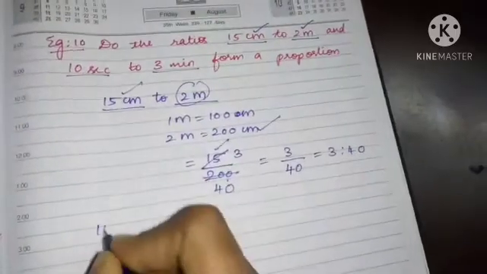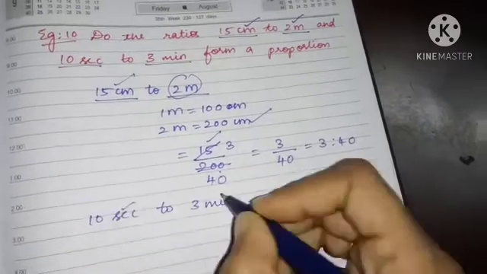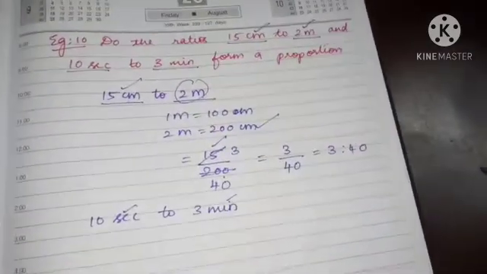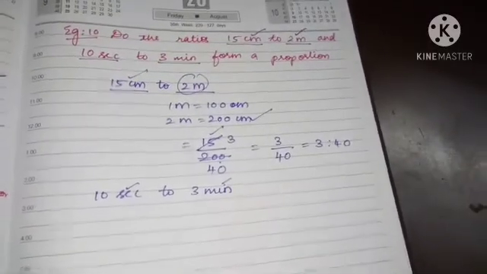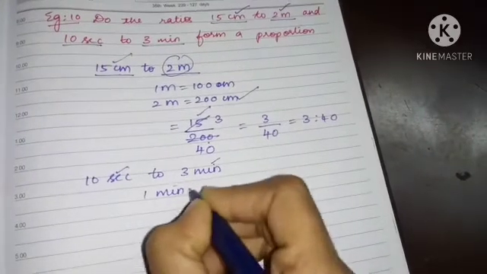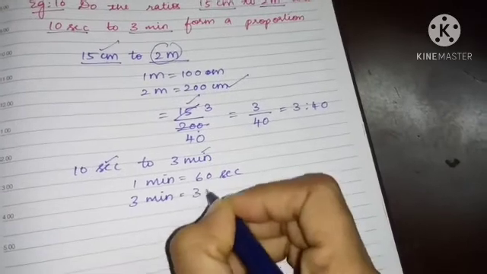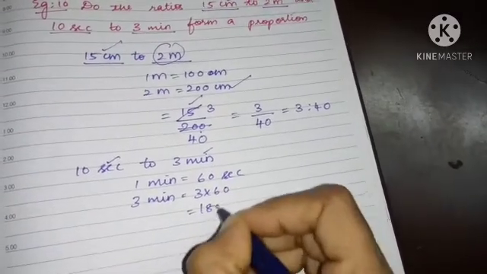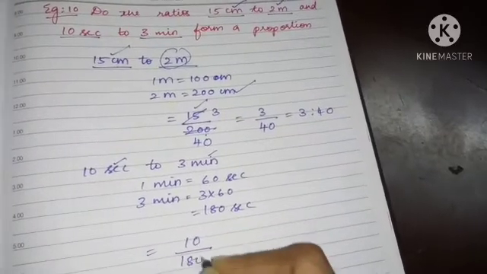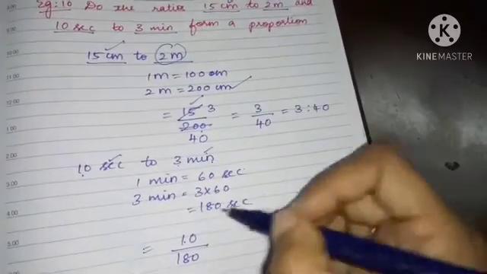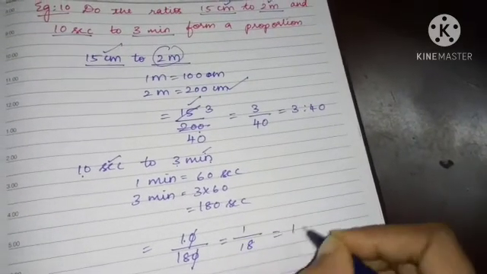Next, what is the next ratio? 10 seconds to 3 minutes. This is also in different units. I told you we have to convert both to the same unit. 1 minute is equal to 60 seconds, so 3 minutes means 3 into 60. 6 3s are 18, 180 seconds. So 10 seconds divided by 180 seconds. 10 seconds for 3 minutes, 180 seconds. 0 0 cancel. So you're getting 1 by 18.